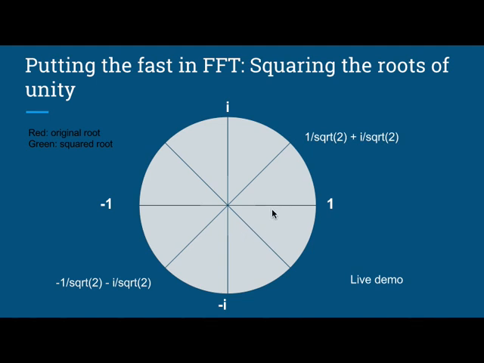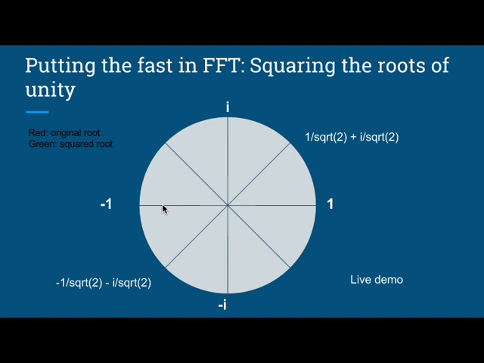I'm actually not going to do this in too much detail, but this is the 8th roots. If I square this one, you see how I land on i. The angle just doubles. I square this one, I land here. I square i, I land on -1, and so on. So this is the squaring of the roots of unity.